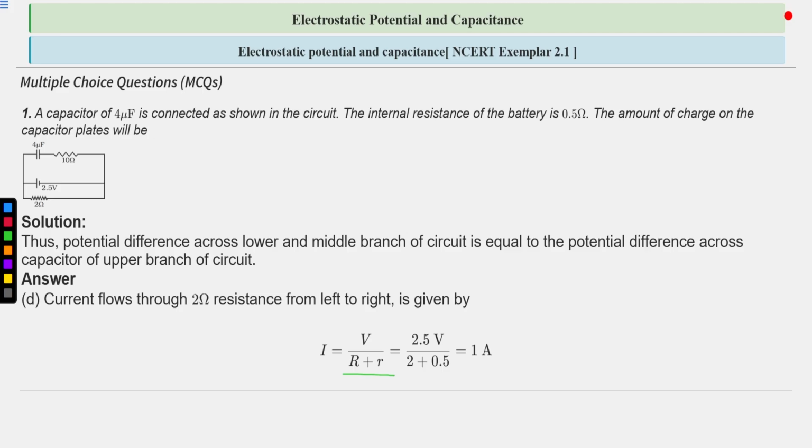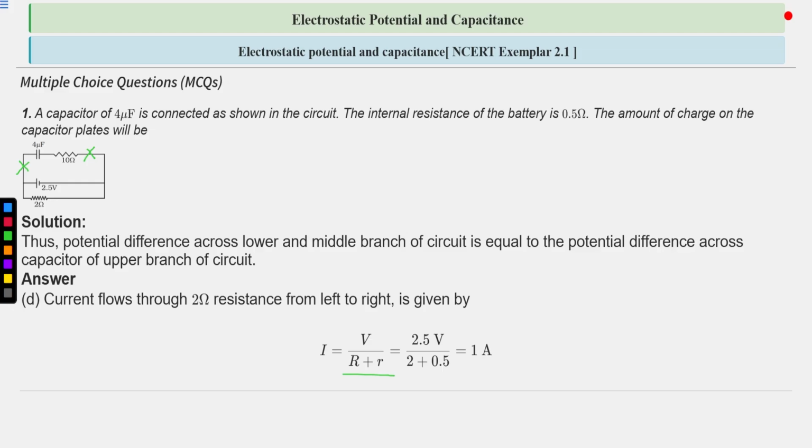What is the net resistance in this circuit? There is no flow of current through the upper branch containing the capacitor, so this branch is not considered when we want to find the current in the circuit. Now this battery is in series with this 2 ohm resistor.